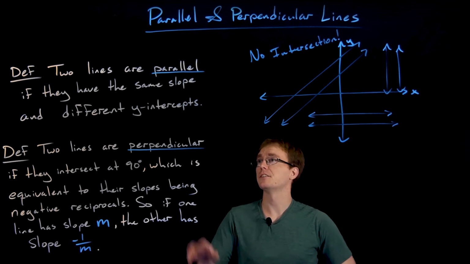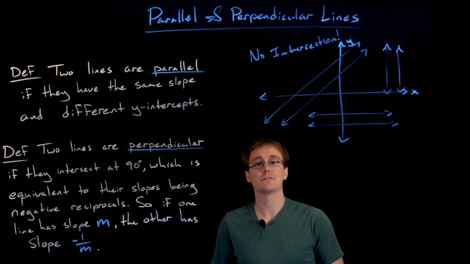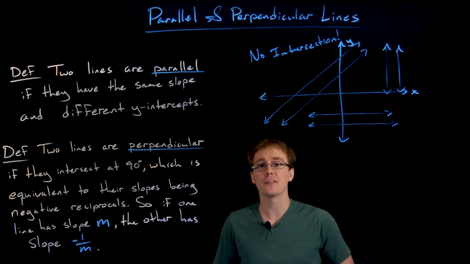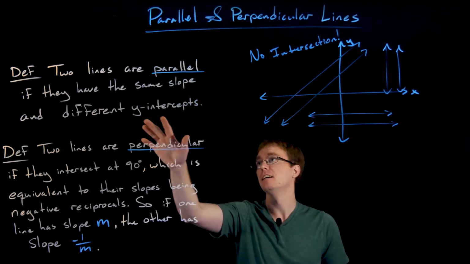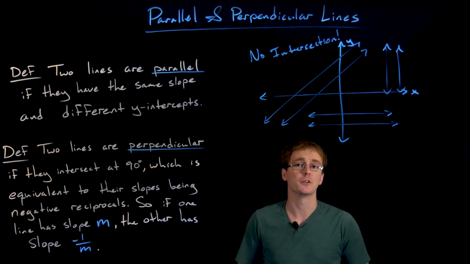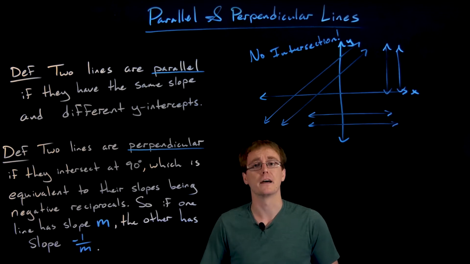So parallel lines have the exact same slope, the same rate of change. So if you know the slope of one of the lines, you also know the slope of the other. You just have to use the fact that they have different y-intercepts or go through different sets of points to find the rest of the equation if you know one and want to find the other.